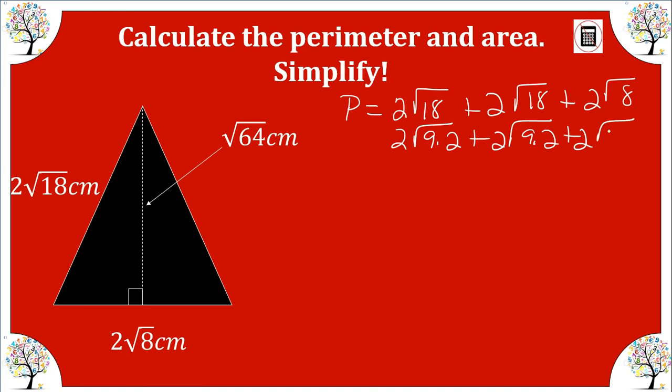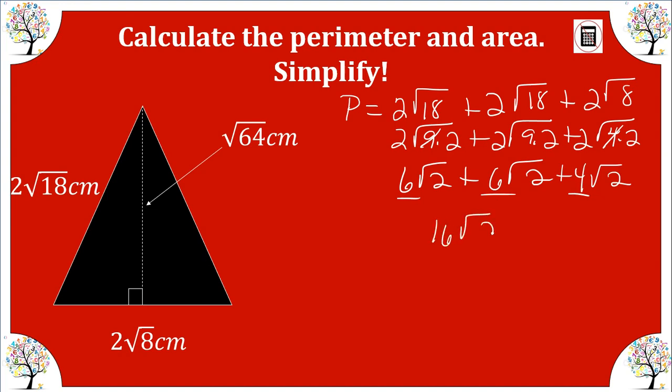And 8 is going to be 4 and 2. So the square root of 9 is 3. 3 times 2 is 6 radical 2. Another 6 radical 2. And then we have the square root of 4, which is 2, times this 2 is 4 radical 2. So now we only add our coefficients. So we're going to get 16 radical 2.